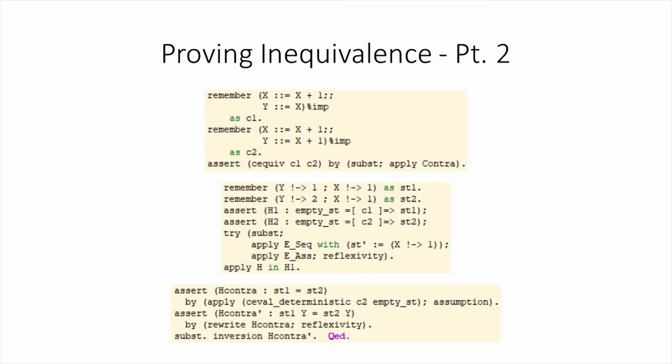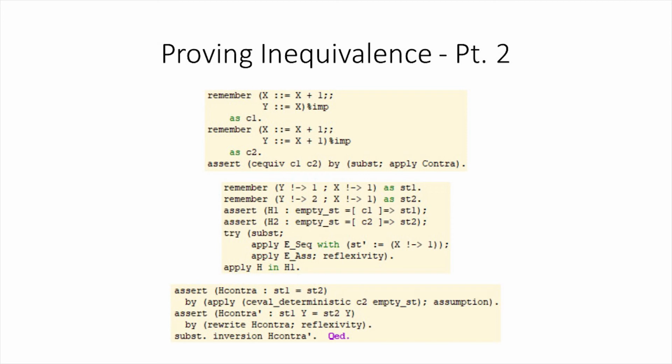So in the final slide on proving inequivalence, we use a similar setup to show that commands C1 and C2 are actually not equivalent, despite our attempts to make them so, or to prove them so. So we're using remember to show that x is equal to x plus 1 and y is equal to x in command 1, and x is equal to x plus 1 and y is equal to x plus 1 in command 2. So the difference there being in the y: in command 1, y is equal to x, in command 2, y is equal to x plus 1.